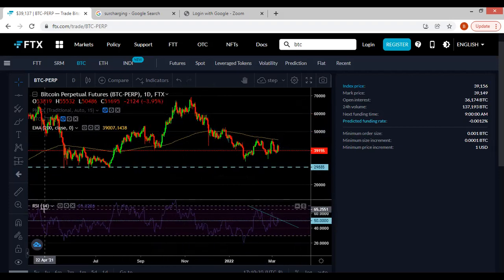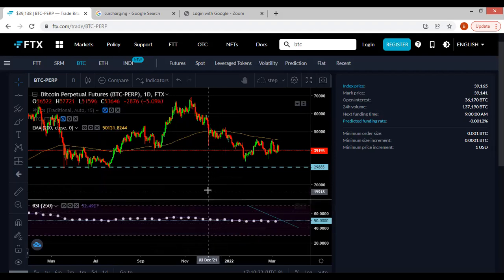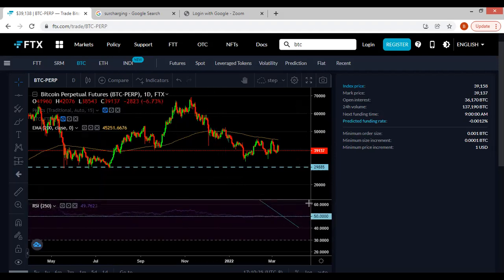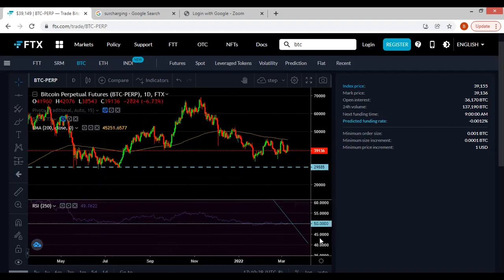The next one I equally use is the RSI indicator. Though I've not really configured this, I can just do that while you watch me. Just configure it to 250. Change my RSI to 250. Then draw this horizontal line and just put it at 50.